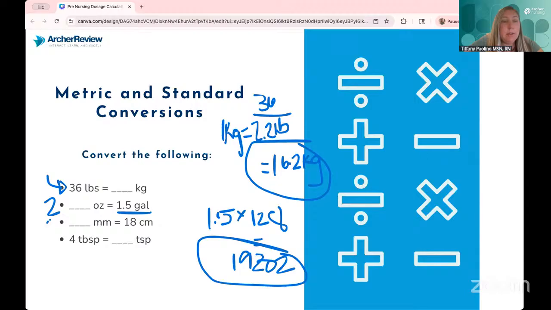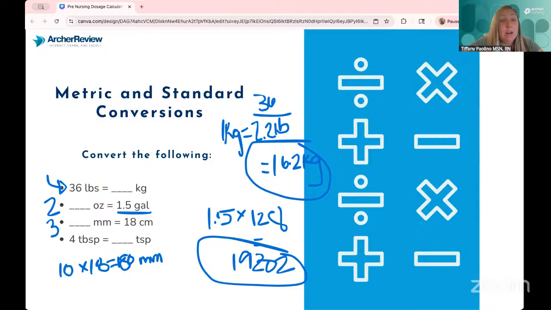So we didn't talk about number 3, which is millimeters to centimeters. We don't use this too much in healthcare, sometimes depending when we're measuring someone's wound. However, it's important to know. So there are 10 millimeters in every centimeter. So if I'm going from bigger to smaller, remember I have to multiply. So if I know there's 10 millimeters for every centimeter, I would just multiply 10 times 18, and then I would get 180. That would be my answer for number 3.